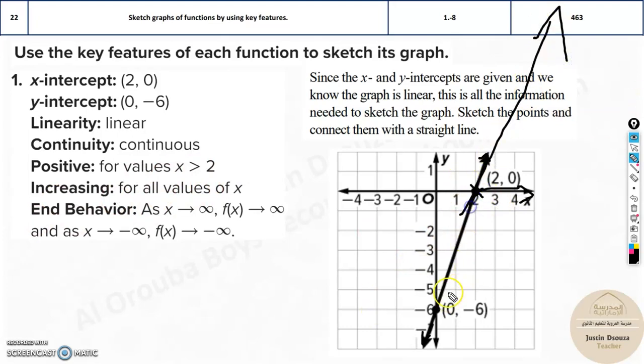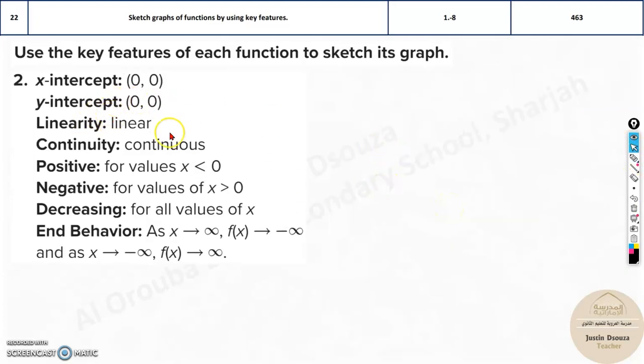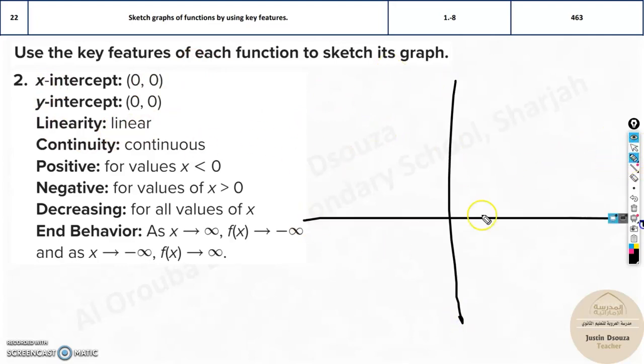But even with the intercept points, you won't get a negative decreasing line. It'll only be an increasing line. And then end behavior over here: as x is going towards infinity, f of x is going towards infinity. And as x goes to minus infinity, f of x goes to minus infinity. That's the answer. Same way over here, intercepts are all at 0. It's linear, so you need to draw a line basically from the center 0, 0.